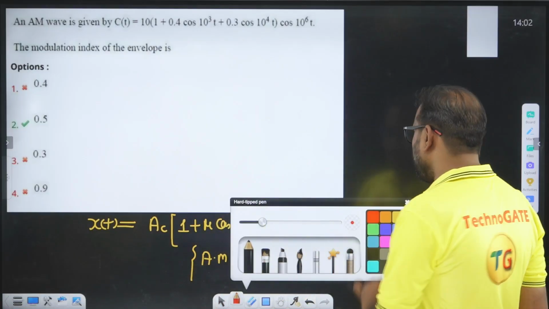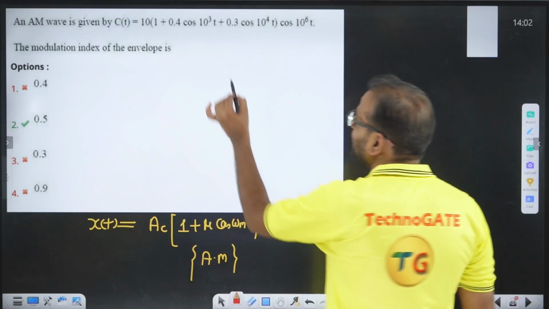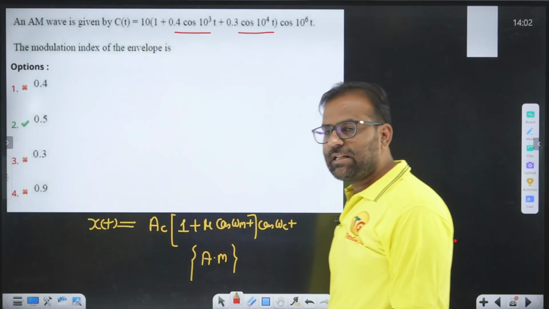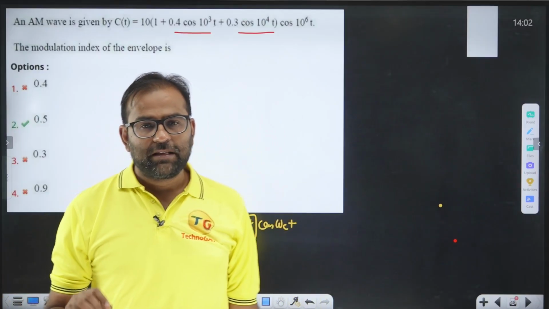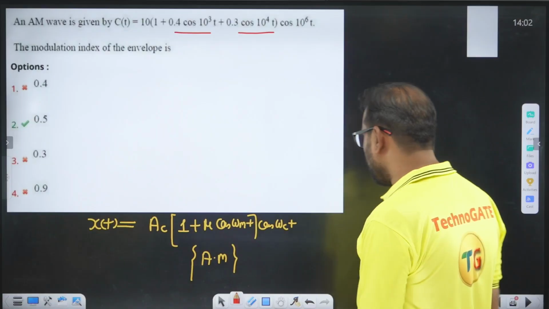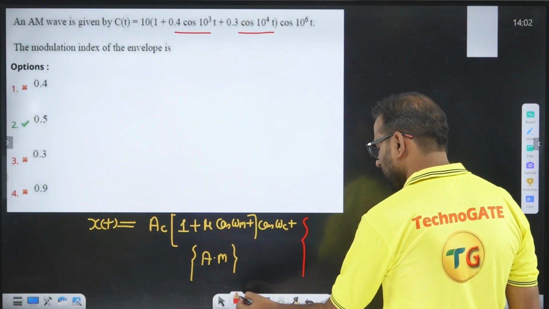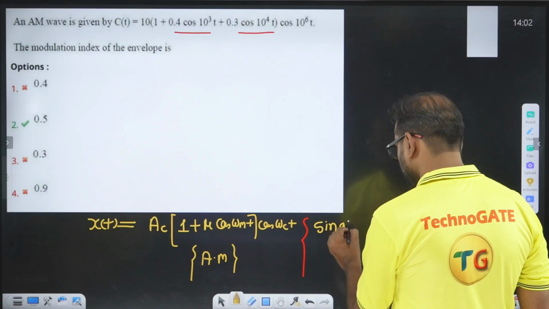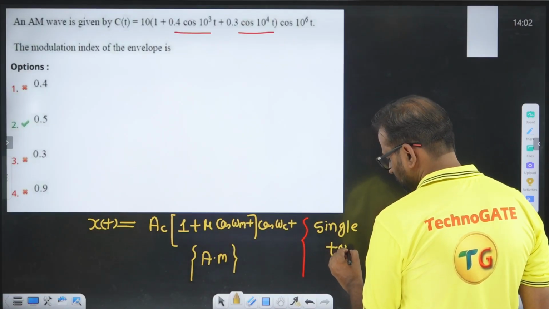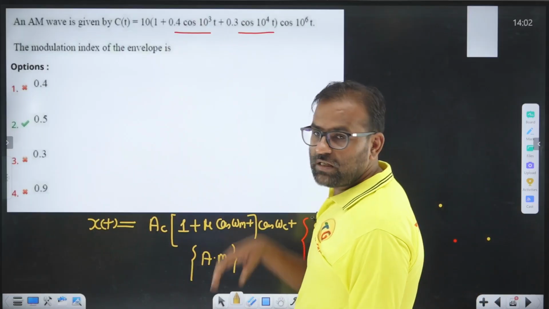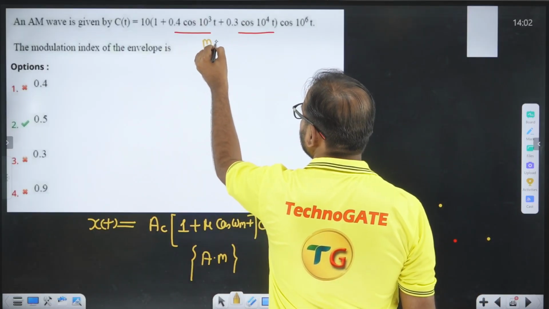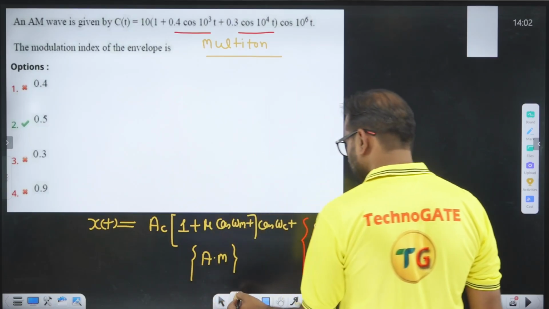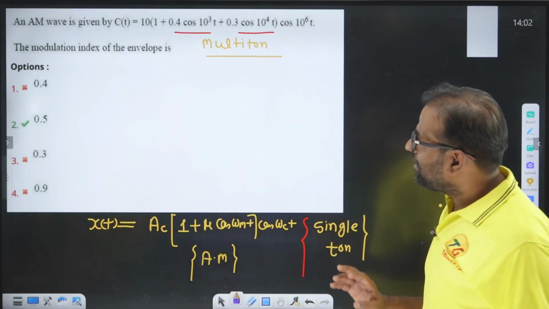Now, what is given? It is given that it is not a single frequency. It is given that the message signal is having two frequencies. If the message signal is having two frequencies, then I can write this is multi-tone modulation. This modulation is single tone, while this modulation is known as multi-tone or double tone modulation. And what are they asking? They are asking for modulation index.